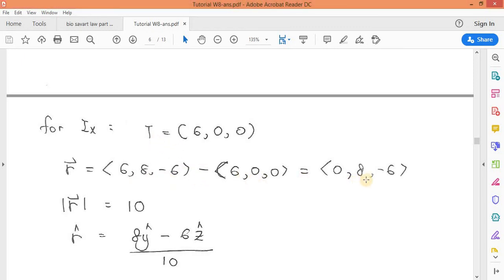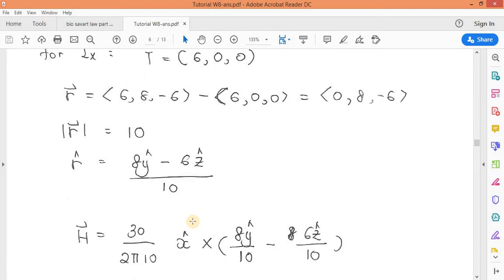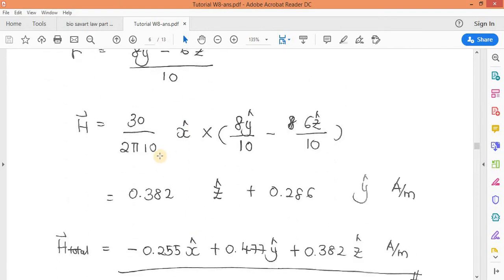Your vector R will be the observation point minus point T. So you get this one, which stands for 8y minus 6z. You see this bracket, right? This bracket represents that the component here is actually a vector component, and the magnitude will be 10. You can calculate: 64 plus 36, then you square root it, you get 10, and this is the unit vector r. Again, you put it into the equations.